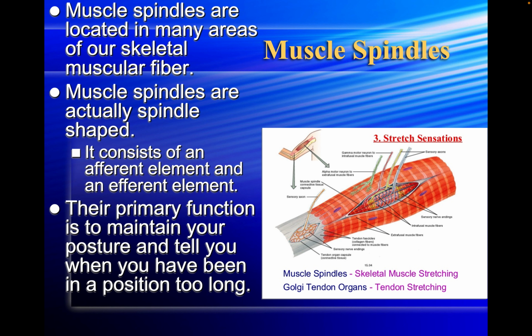Muscle spindles are located in many areas of our skeletal muscular fiber. Muscle spindles are actually spindle-shaped. It consists of an afferent element and an efferent element. Their primary function is to maintain your posture and to tell you when you have been in a position too long.